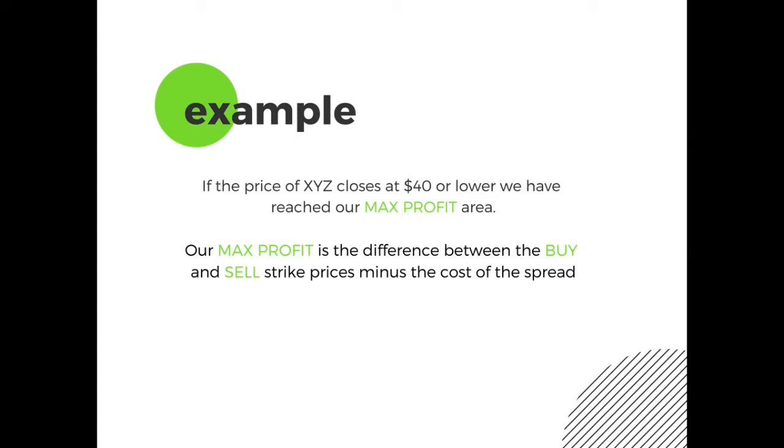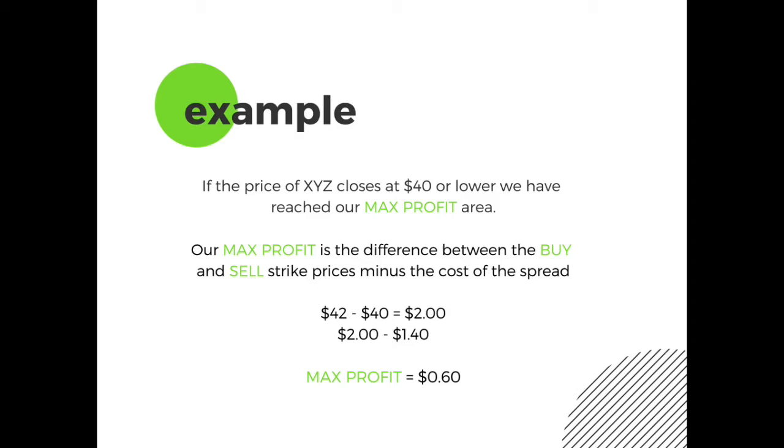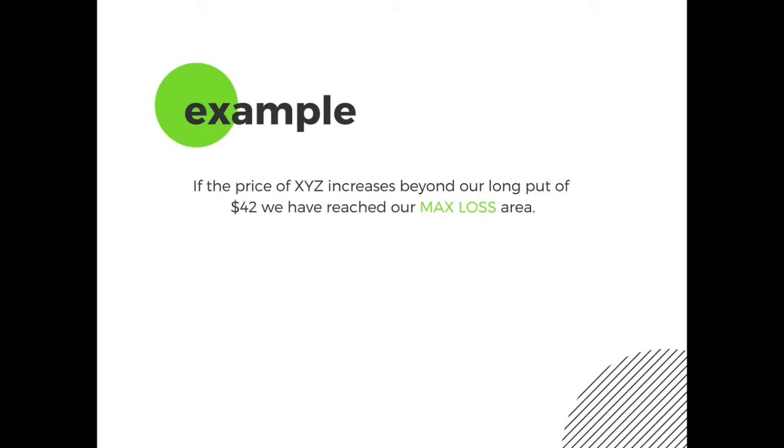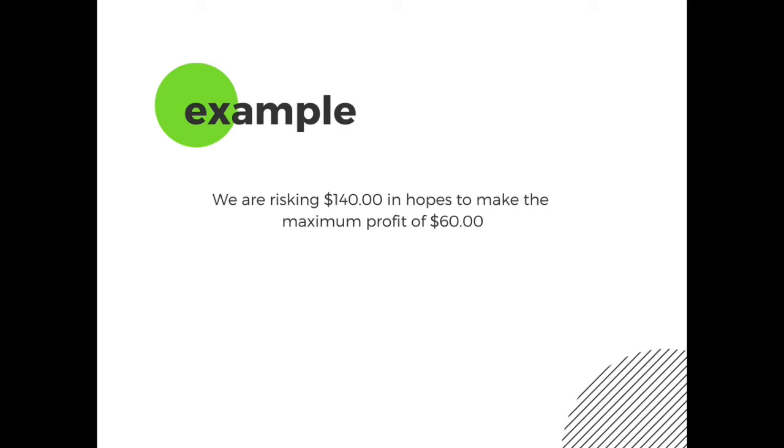Our max profit is the difference between the buy and the sell strike price minus the cost of the spread. So our max profit for this example is going to be 60 cents or $60 per contract. So if the price of XYZ increases beyond our long put of $42, we will have reached our max loss area. Now, our max loss is equal to the cost of the spread. So in this example, our max loss is going to be $1.40 or $140 per contract. So for this example, we are risking $140 in hopes to make the maximum profit of $60.